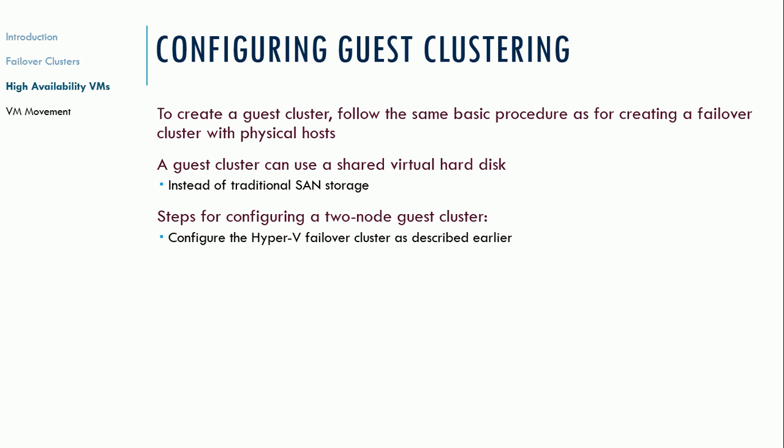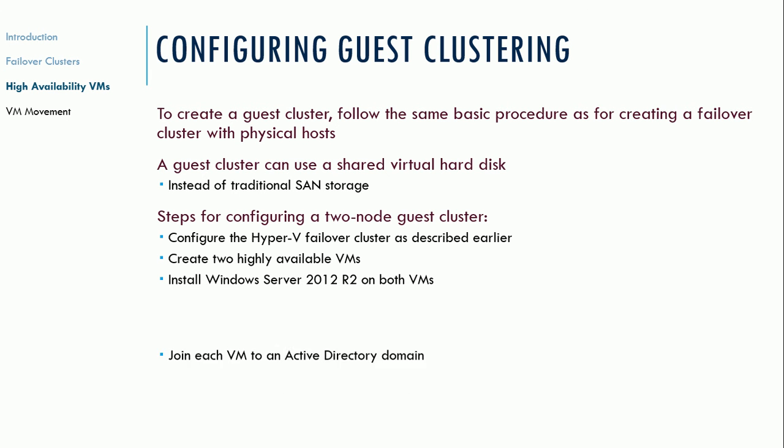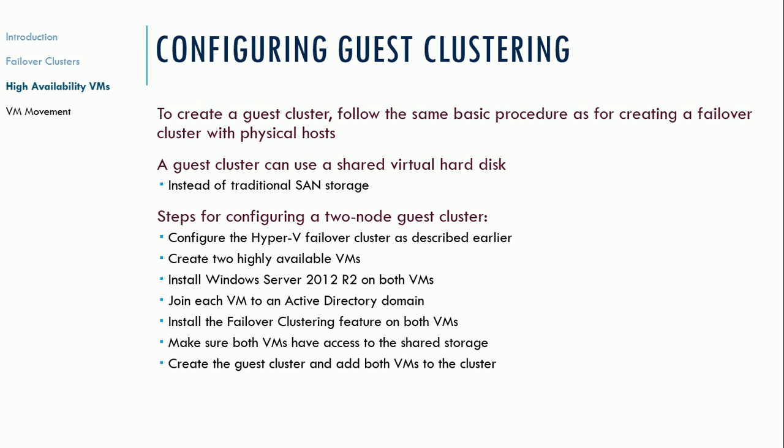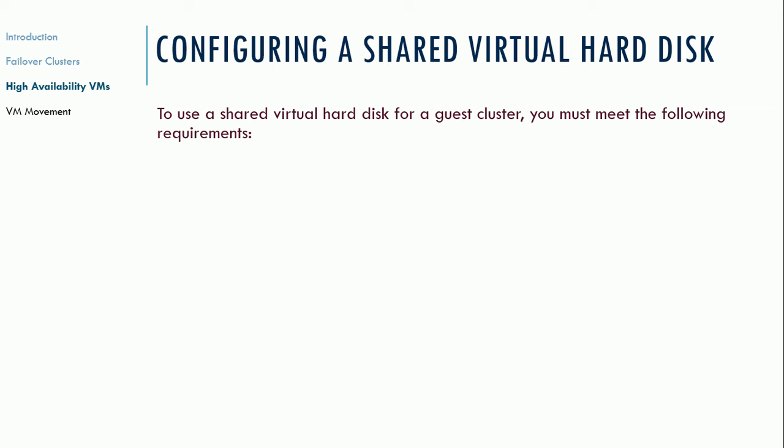The steps for configuring a 2-node guest cluster would be to configure the Hyper-V failover cluster as I just described. Then you would create 2 highly available VMs, install Windows 2012 R2 on both VMs, and then join each VM to an Active Directory domain. Install the failover clustering feature on both VMs, and then make sure that both VMs have access to the shared storage. Create the guest cluster, and add both VMs to the cluster. Again, this isn't really all that different from creating a failover cluster on physical machines. It just happens to be a VM, and the storage is a little bit different. But other than that, the steps are very similar.